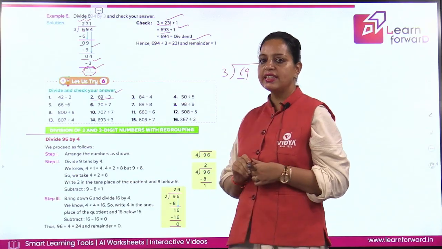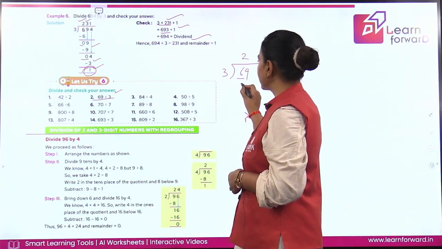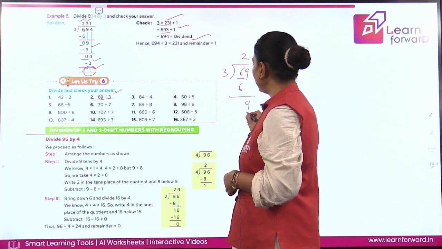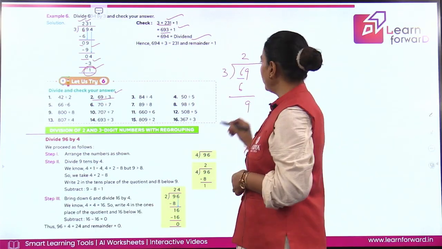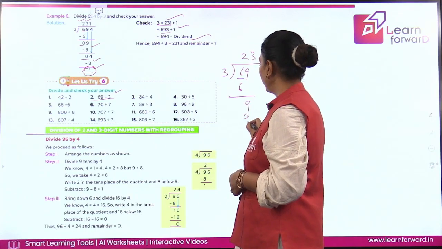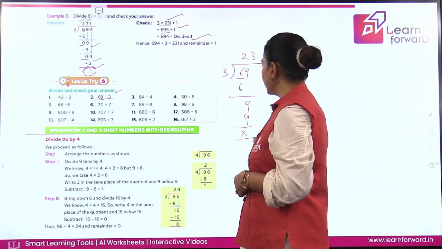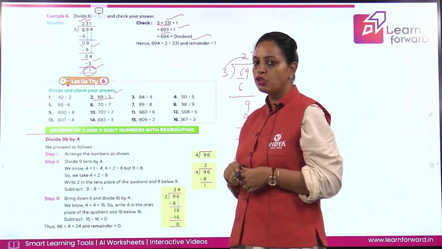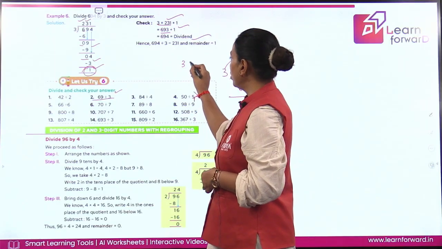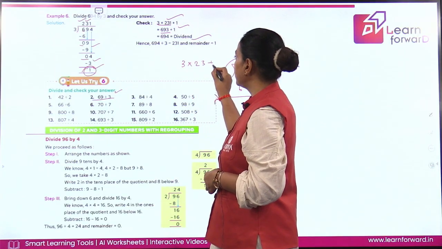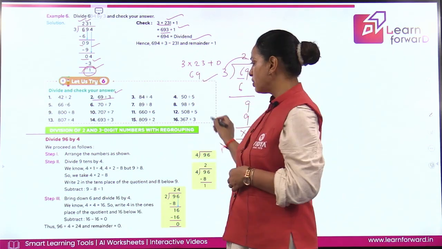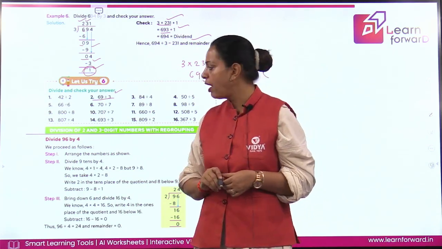First take the tens digit, 3 2s are 6, 6 below 6, subtract. Now bring down 9. Now 3 3s are 9, okay. Now the remainder is 0. Now how can we check? Divisor into quotient plus remainder. So 3 into 23 plus 0. So this is 69 only. So similarly we can try the remaining parts, okay.